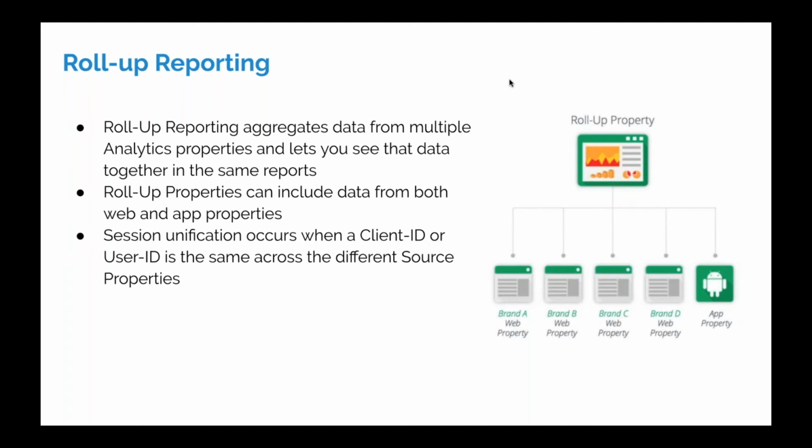Roll-up properties include data from web and app, as I just mentioned, and there's also session unification that will occur. So if a user is on your desktop site and on your mobile site, for example, and they have the same client ID or user ID because they've logged in, then they will show up as one unique user. So you do get unification, you do not get duplicates in those situations when you have a true roll-up property. So that, like I said, for your multi-brand CPG global organizations, maybe sites or organizations with a few different brands or a few different websites that they want to combine into one stack, roll-up reporting does just that.